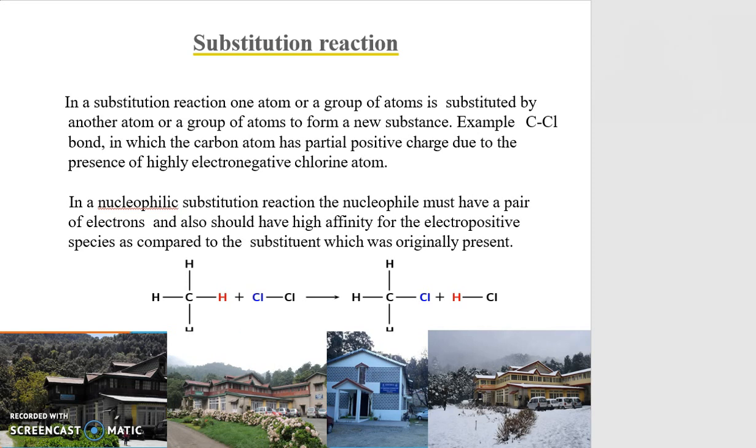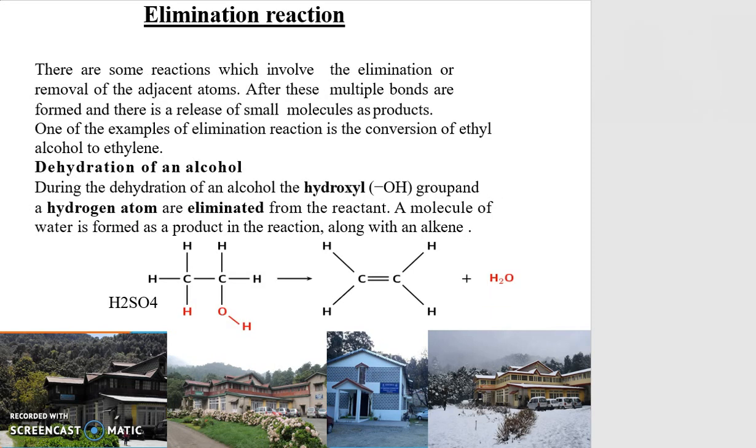First, elimination reactions. There are some reactions which involve the elimination or removal of adjacent atoms. After this, multiple bonds are formed, and there is the release of small molecules as products. One example of an elimination reaction is the conversion of ethyl alcohol to ethylene. You can see in these reactions the formation of ethylene.